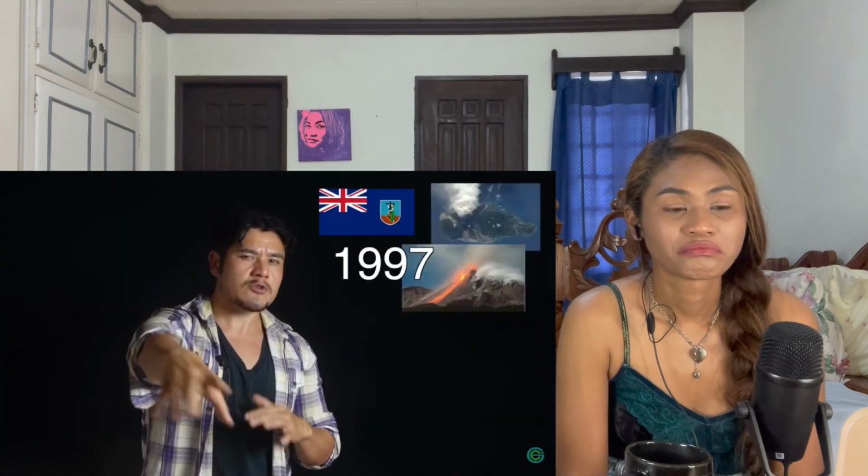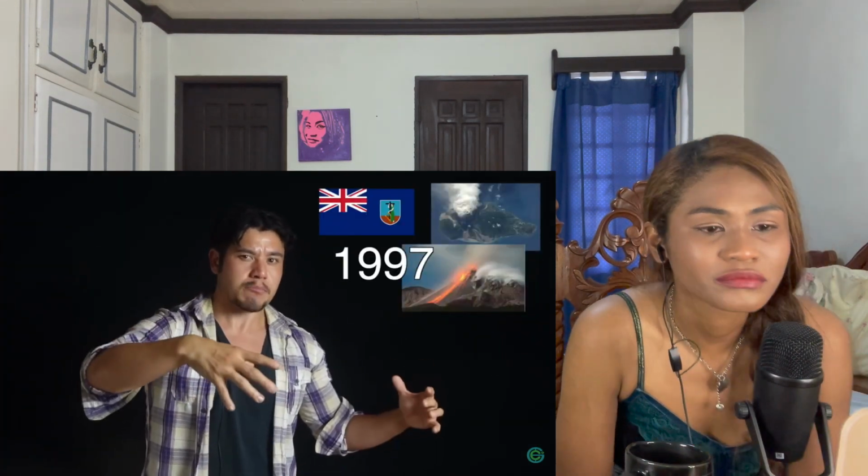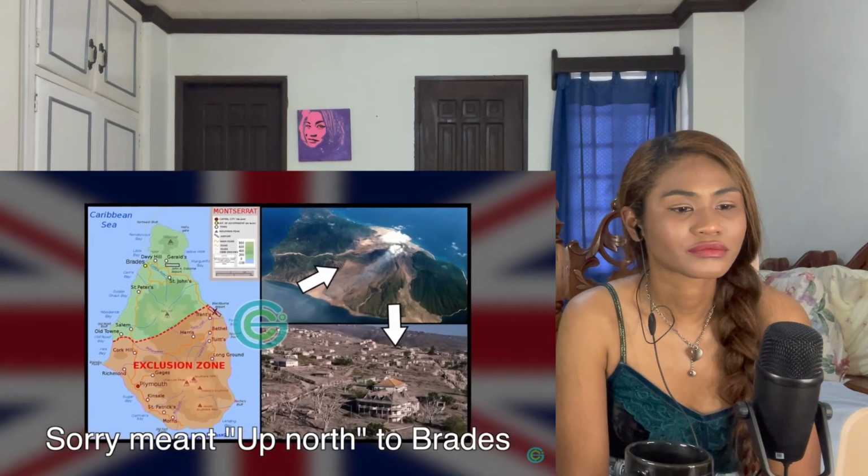And also Montserrat, they had that huge volcanic eruption that destroyed their old capital, Plymouth, and then they had to move it down south to Brades. You can still visit and see the cool aftermath.